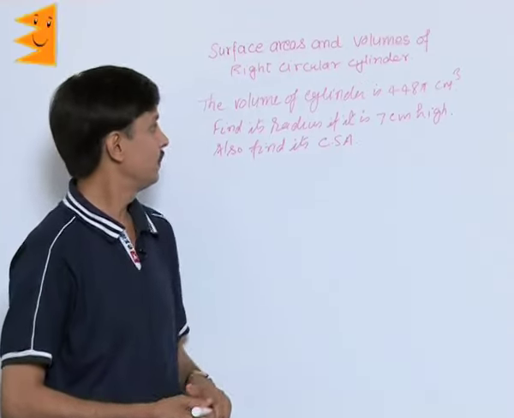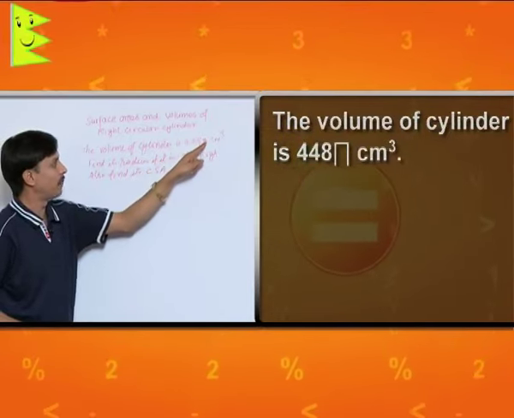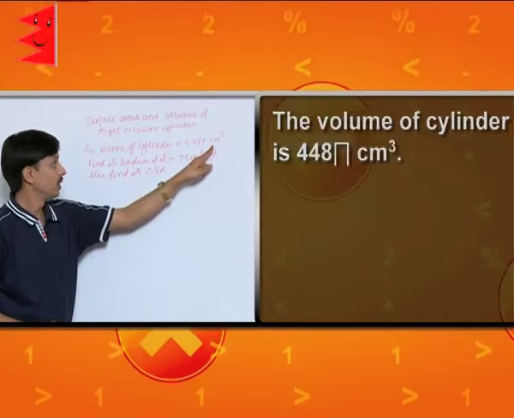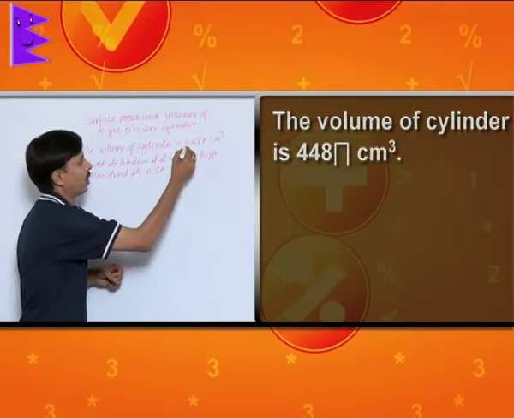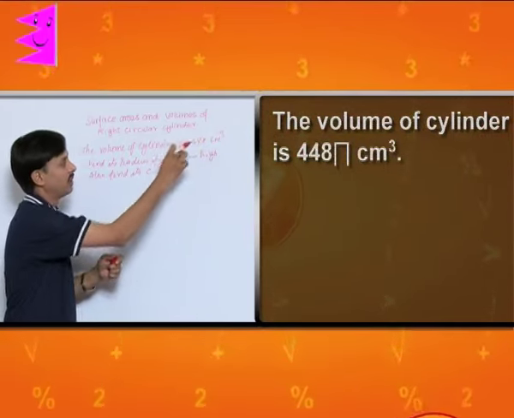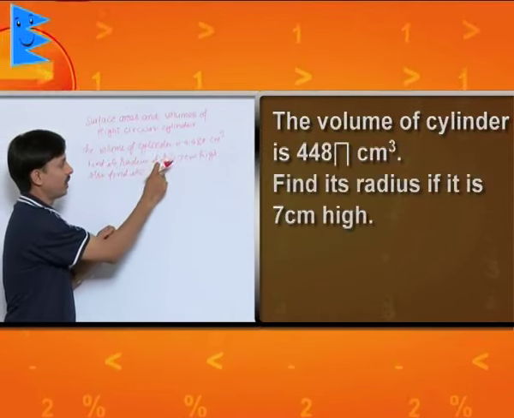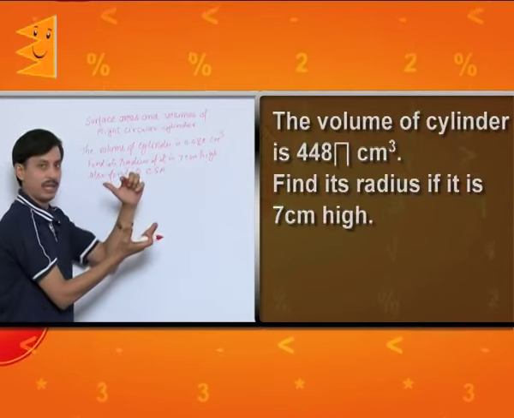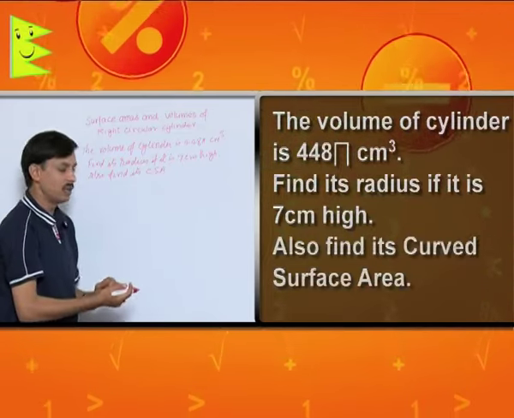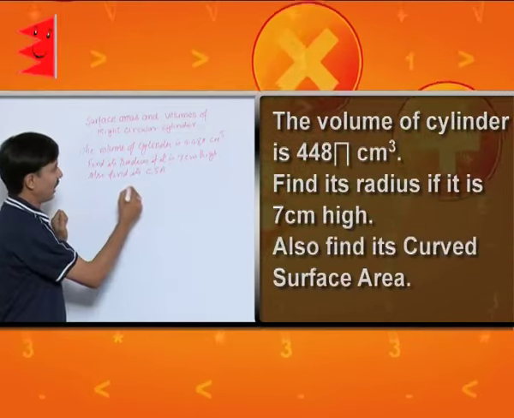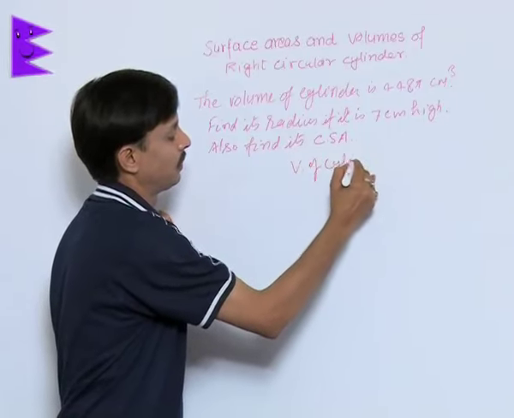Now one more question. The volume of a cylinder is 448 pi centimeter cube. There is a right circular cylinder, its volume is 448 pi centimeter cube. Find its radius, if it is 7 centimeter high, that is the height of the cylinder is 7 centimeter. Also find its CSA.